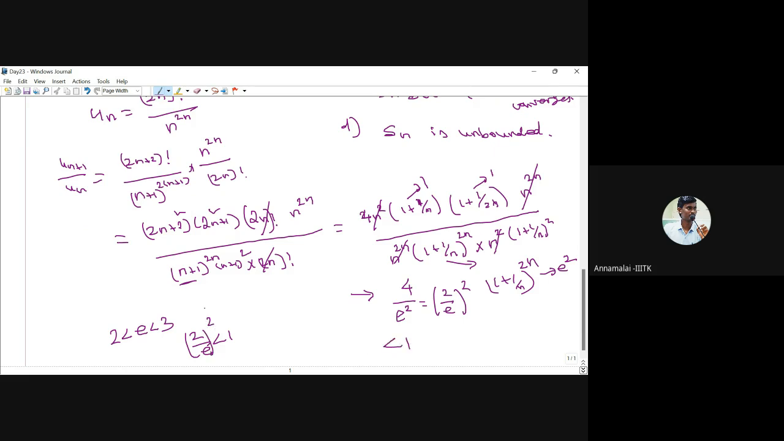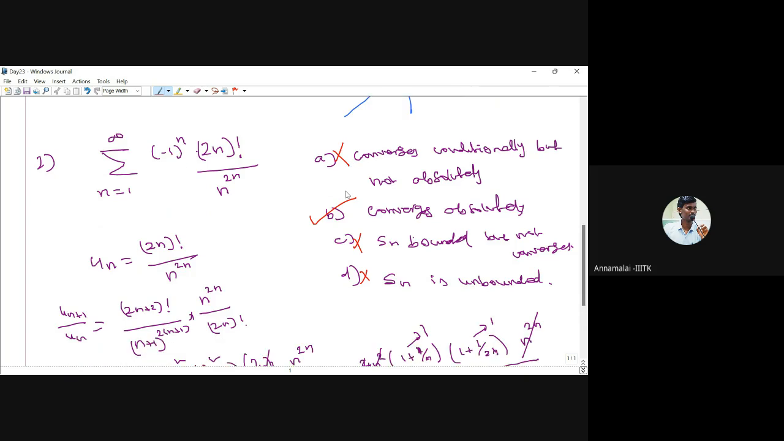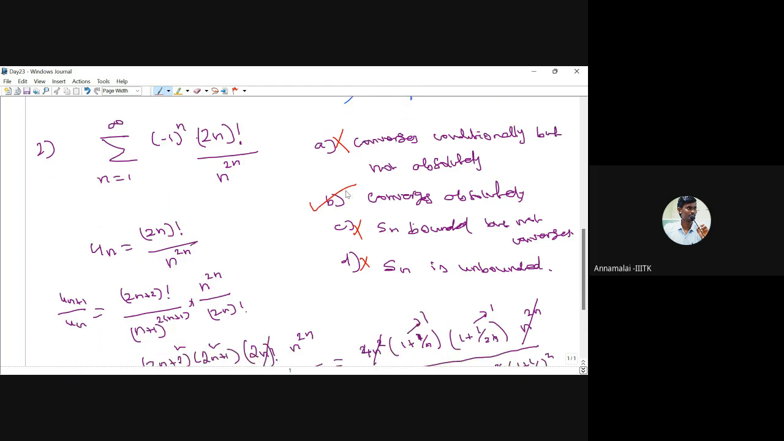By the ratio test, the given series is convergent. That is, the modulus series is convergent. Therefore, it is not conditionally convergent. Conditional convergence means the modulus is not convergent, but here the modulus is convergent. Therefore, it converges absolutely. Since the series converges, the partial sum always converges and is bounded. Therefore, the other options are false. Okay, so this is the method. Therefore, this series converges absolutely.